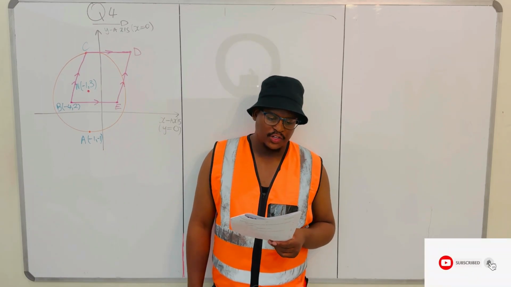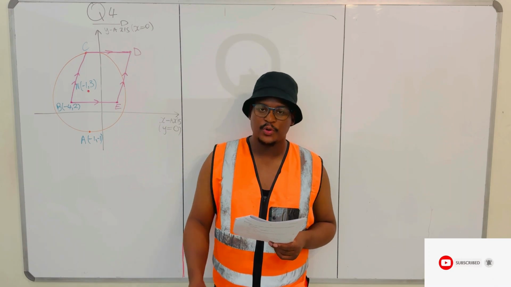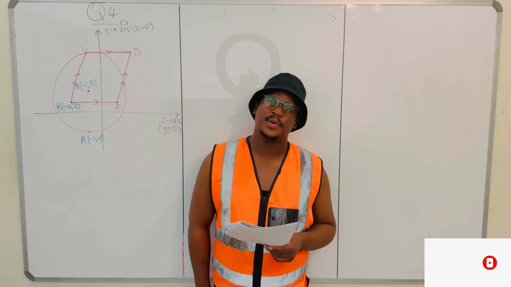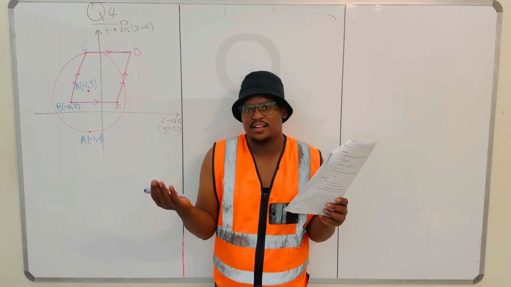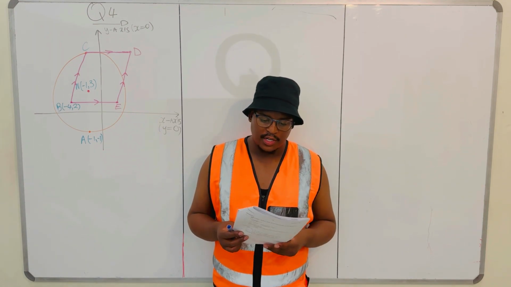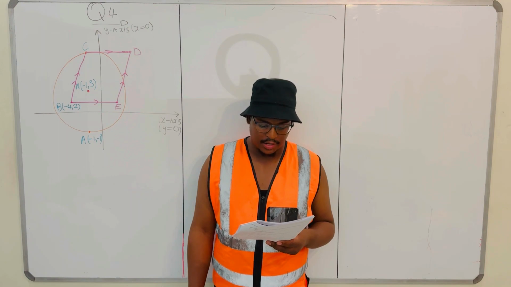So, in this video, I'll be doing question 4 of the November 2021 question paper, Mathematics Paper 2. This is analytical geometry involving circles. I'm going to read the question 4 statement and then answer the questions that follow.